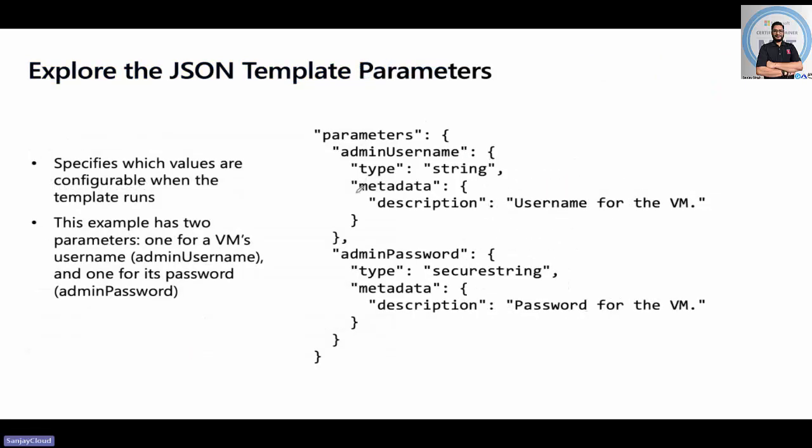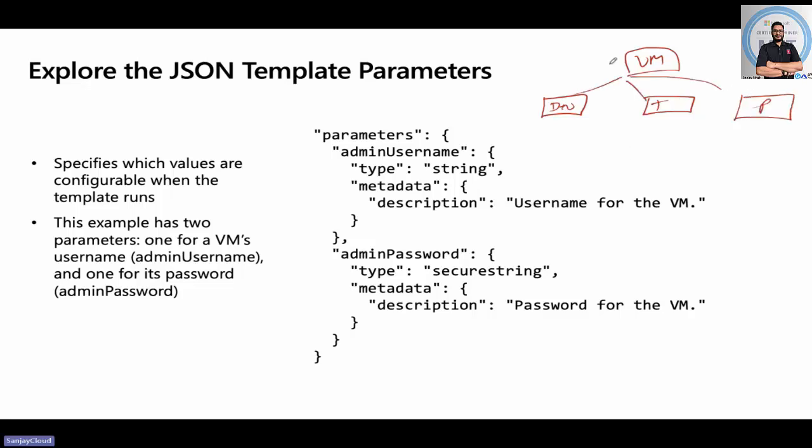Parameters. In a template, you will define parameters. Parameters are values which are configurable whenever you execute that template. Those values will be configurable at that time. Like I created one virtual machine template which I can execute in dev, in test, and in prod. Same template.